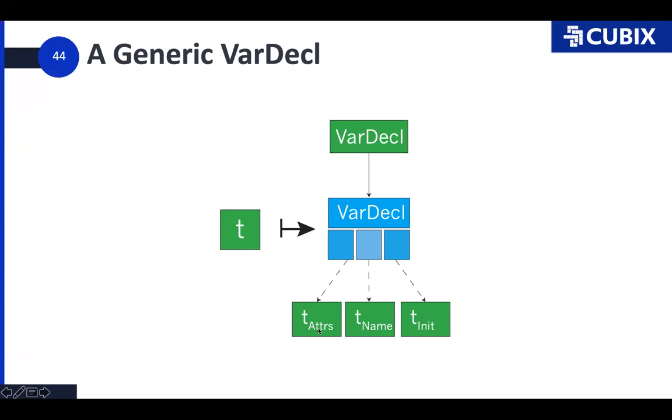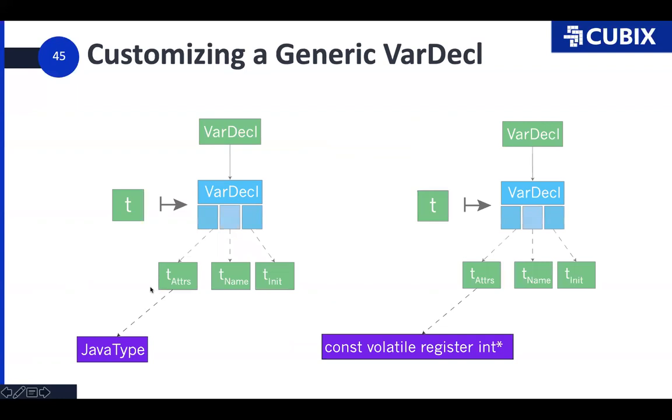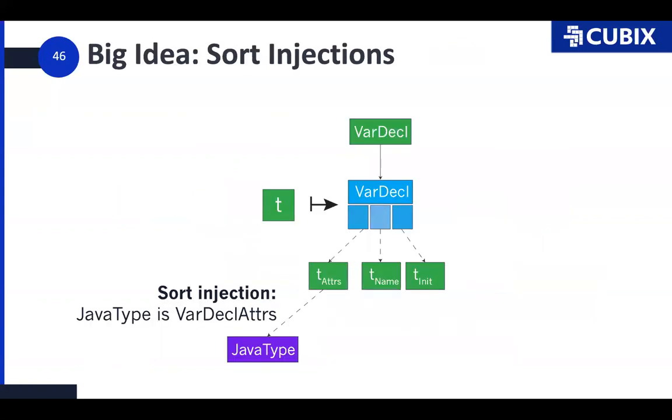But these attributes, and really all of these pieces, can be different things in different languages, even though we're trying to create a single generic idea of a variable declaration. So for Java, these attributes are just a Java type, whereas in C, it's stuff like const, volatile, register, and so on. It's something pretty complicated. And our big idea is sort injections. We're going to choose what things are subsorts of this mysterious variable declaration attribute sort.